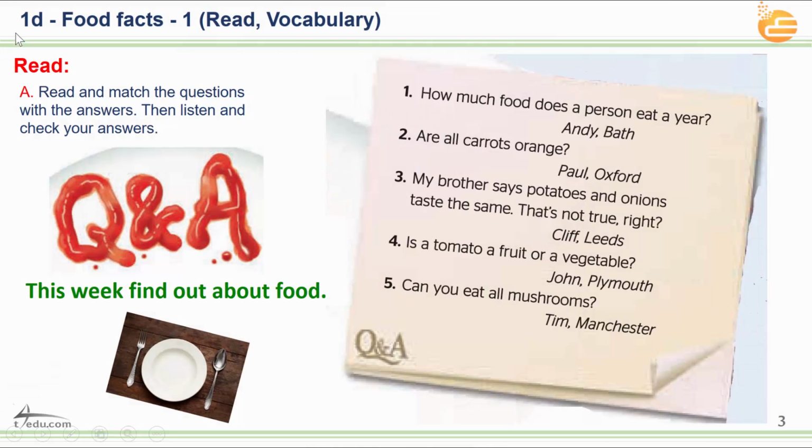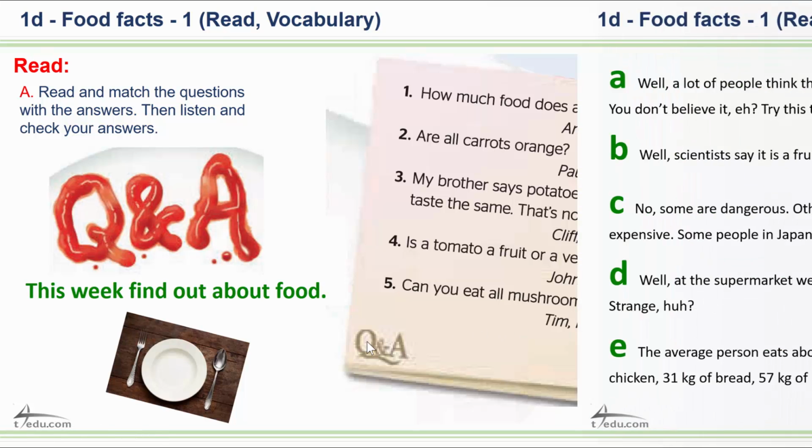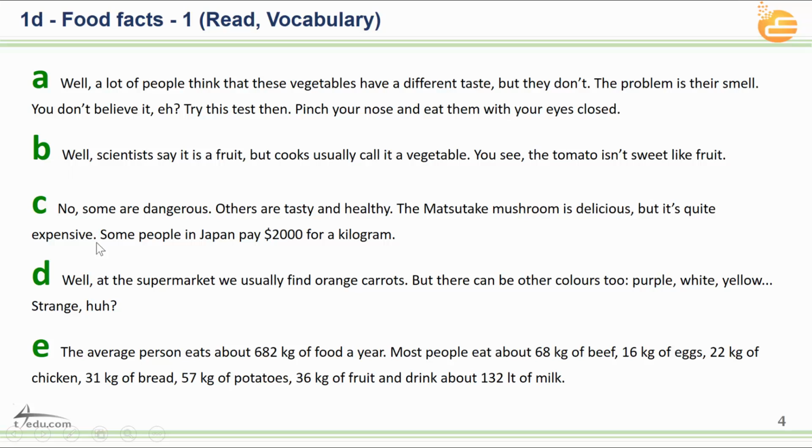Very nice. Read. A. Read and match the questions with the answers. Then listen and check your answers. So the title is Q and A. Q refers to question, A, answer. Question and answer. So we have here 1, 2, 3, 4, 5 questions. We have 5 questions. Can you see the question mark? Those are questions. And on the next slide, the next page, we have answers.